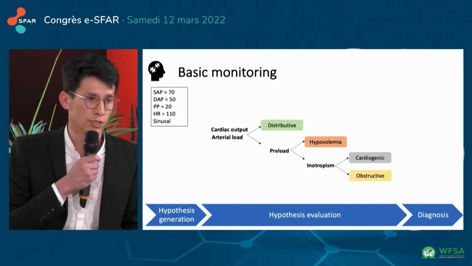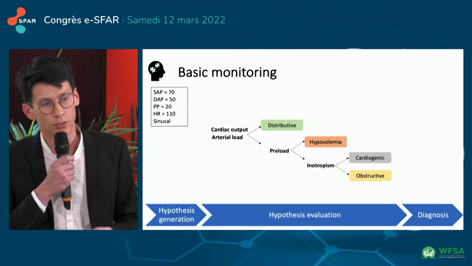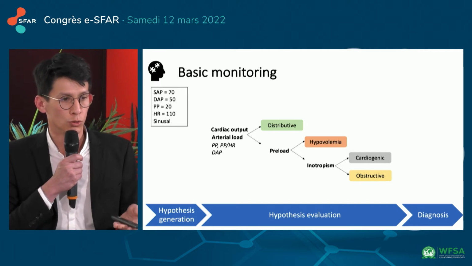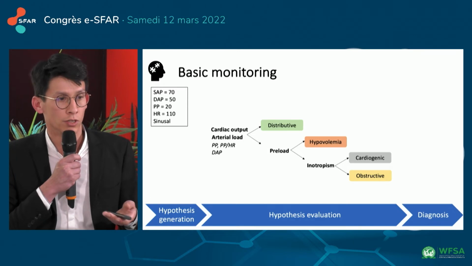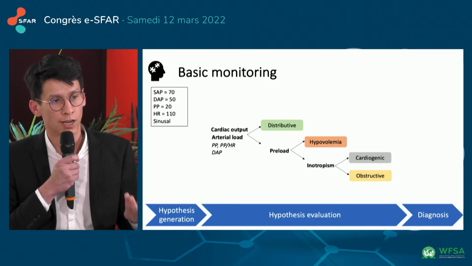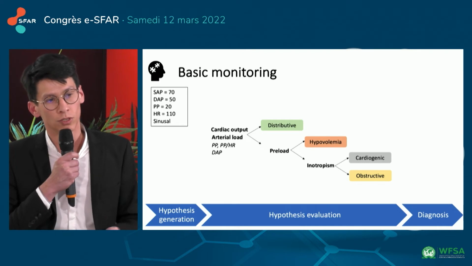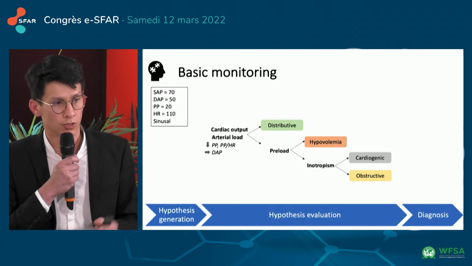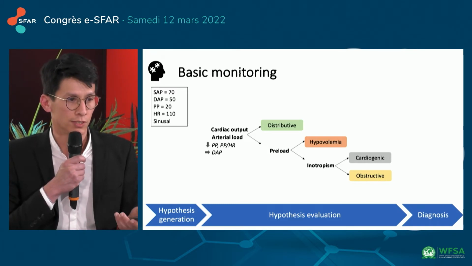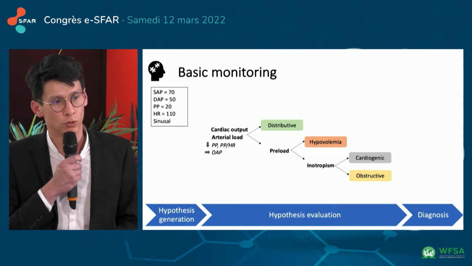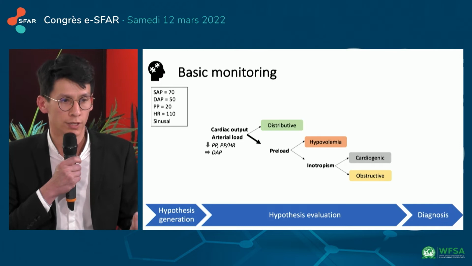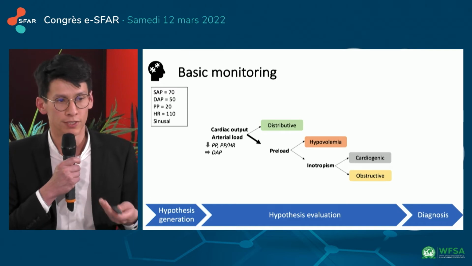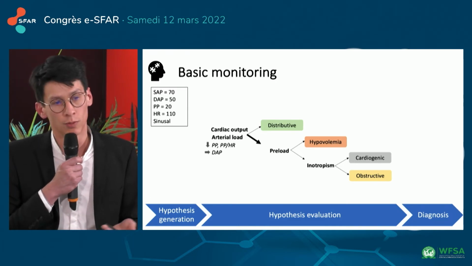So here is one way to sort out the different types of shock, knowing the determinants of hypotension. And so you use your pulse pressure and your diastolic arterial pressure. And if you believe you have a high cardiac output and a low arterial load, you'll say you're facing a distributive shock. So here this is not the case because your pulse pressure is 20, so it's pretty low, and the diastolic arterial pressure is rather preserved. So you're not looking at a distributive shock, so you can move on to the next step, and you should determine your patient's preload in order to know if you're facing the second most common kind of shock, which is hypovolemia.